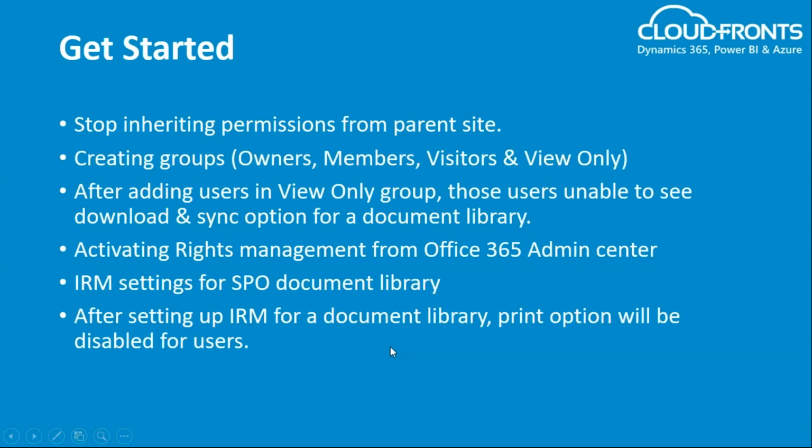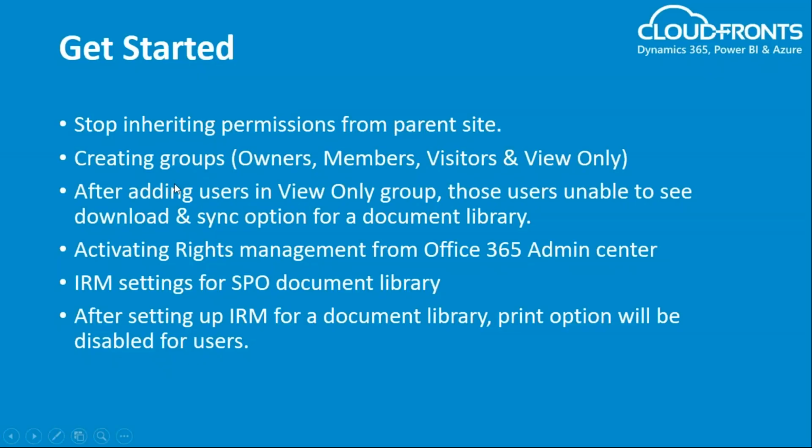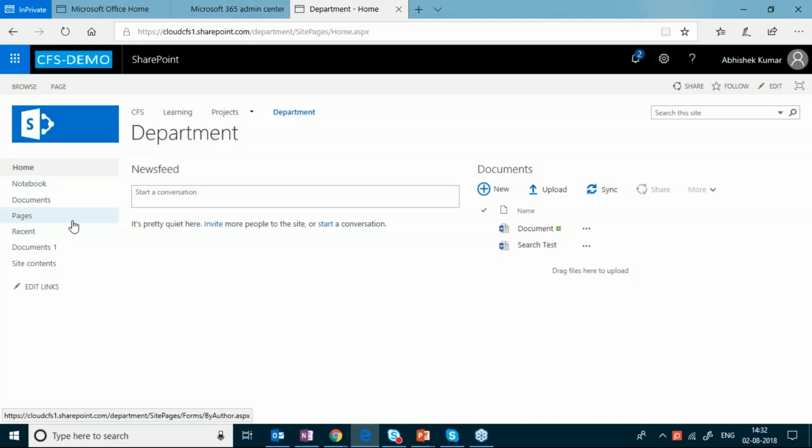So let's start with today's session. This is a department subsite which I've created. First, we're going to stop inheriting permissions from the parent site. Generally, whenever you create a site, you get an option: do you want to inherit permissions from the parent site, or do you want to assign unique permissions for this particular site? While creating this site, I selected the option to inherit the permissions from the parent site.